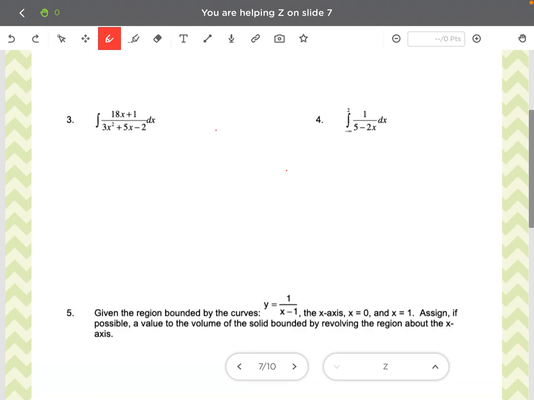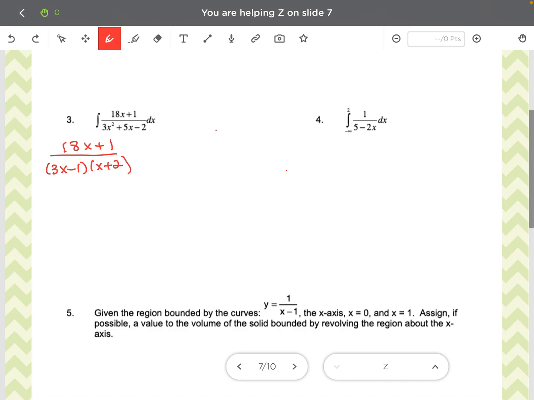Okay, number 3. When I look at the problem, I'm going to recognize that it is a partial fractions problem, and the reason is because you have a quadratic on the bottom that factors. So this factors into 3x minus 1 times x plus 2 on the bottom. So I'm going to rewrite it as 3x minus 1 times x plus 2 on the bottom.